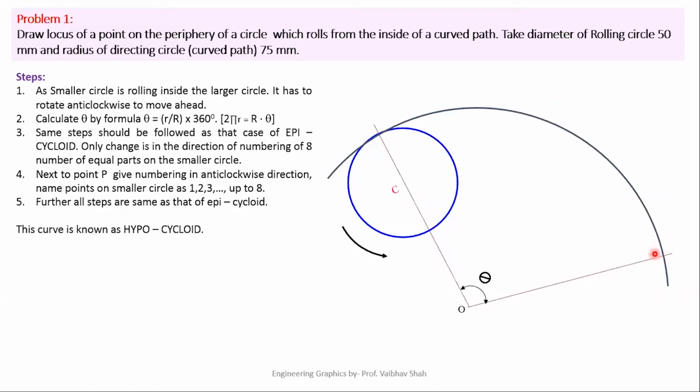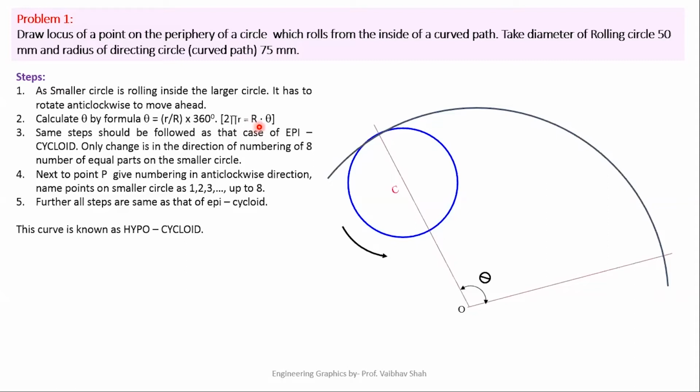If you want to find the distance traveled on this curved path, or the length of this curved path, then we know that the length of this curved path is equal to R into theta. So we have put the same equation here, R into theta. So we have the final equation: 2 pi r is equal to R theta.